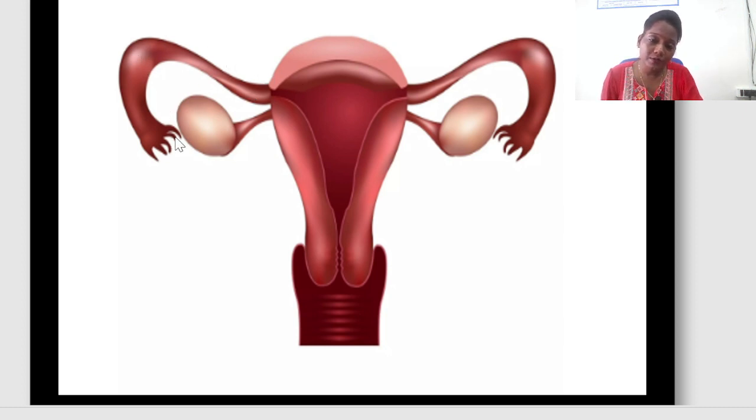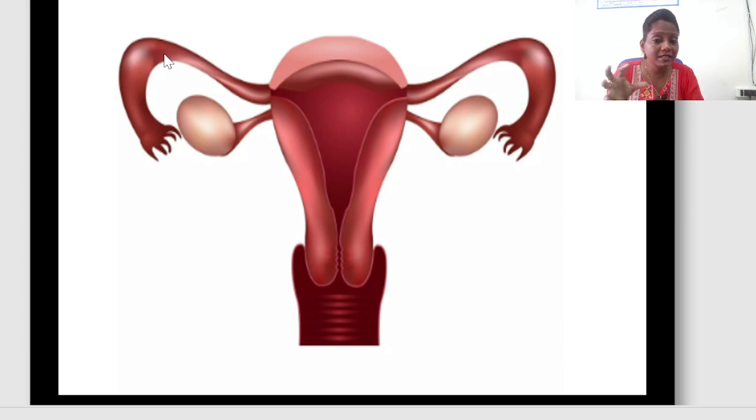The clinical importance is that sometimes these fallopian tubes get infected due to peritoneal infections or something like that. Then we call it salpingitis. And already I said one important function of the fallopian tube is fertilization. It helps in the fertilization.